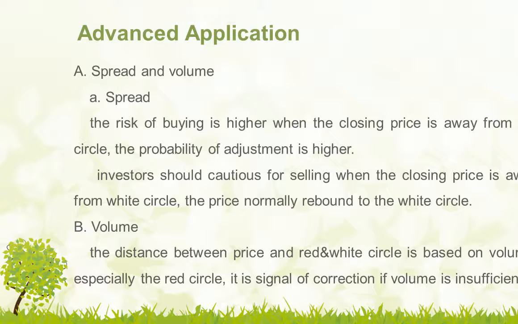When the closing price is away from white circle, the price normally rebounds to the white circle. Okay. So if you see the price is away from white circle, you should know here maybe you can buy ahead because the price may rebound. Okay. So the volume. The distance between price and red and white circle is based on volume, especially the red circle. It is a signal of correction if the volume is insufficient. Okay, so let's see this one.